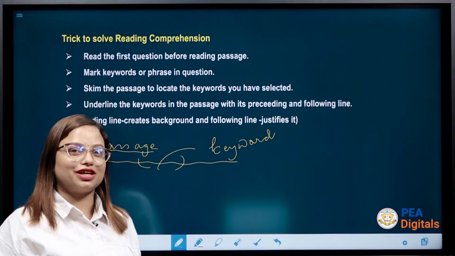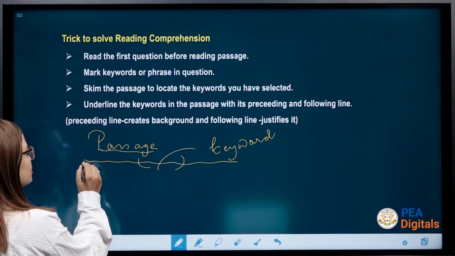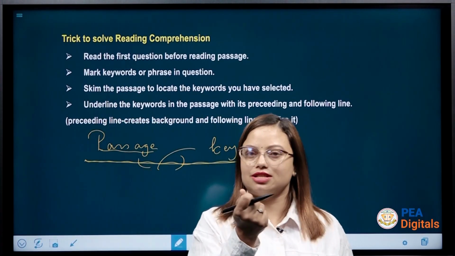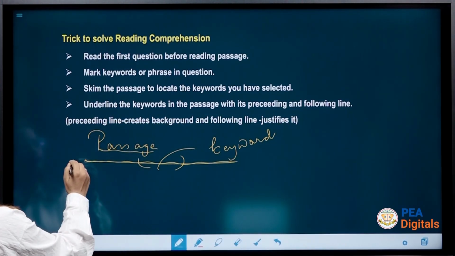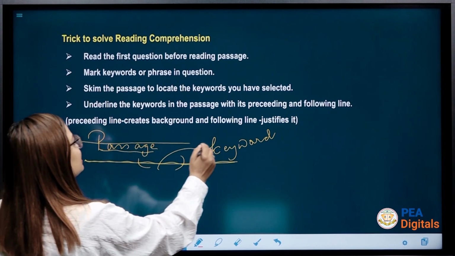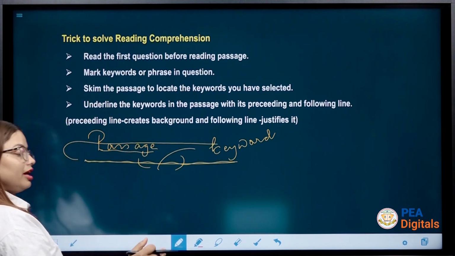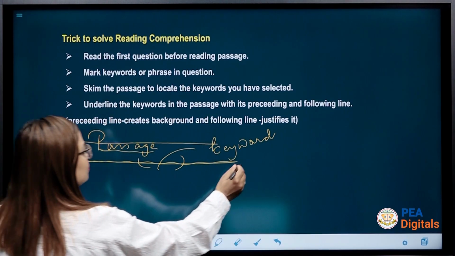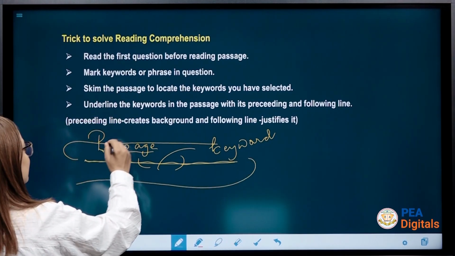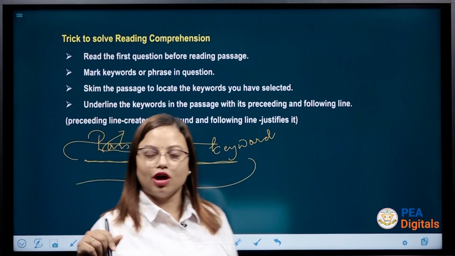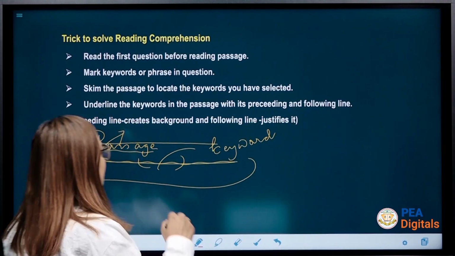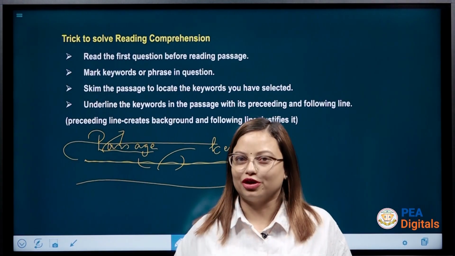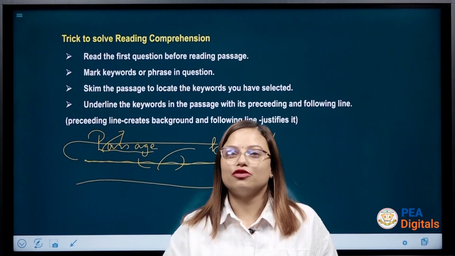If it is your keyword, my dear students, then you have to first underline this whole sentence, right? If you do not get the exact answer on this very line, then you need to read the preceding line of it, and if again you do not find your answer in this preceding line, then you have to go to its following line. Okay, preceding line, one line above, following line, one line below, right? So the preceding line always creates a background for your answer.